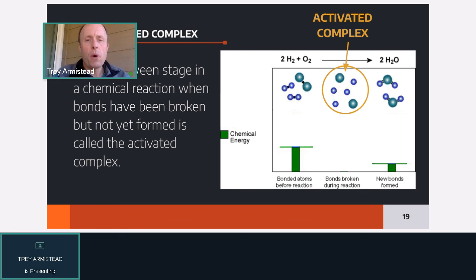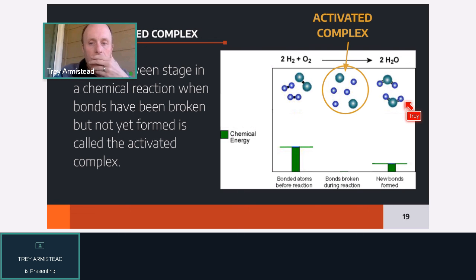Well, the reason why is we have to remember that in a chemical reaction, we have to break old bonds and then make new bonds. But if we're doing that, that means we have to break them first. There's an in-between state where the bonds have been broken, but new bonds have not yet been formed. We're going to call that the activated complex because it's like it's active. The chemical reaction is going on. It's not done yet. It's partially halfway done.